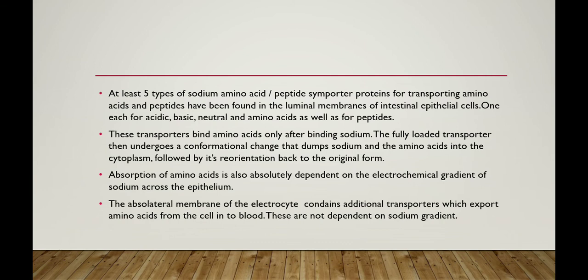At least 5 types of sodium amino acid or peptide transport proteins for transporting amino acids and peptides have been found in the luminal membrane of intestinal epithelial cells, one each for acidic, basic, neutral and amino acids as well as for peptides. These transporters bind amino acids only after binding sodium. The fully loaded transporter then undergoes a conformational change that dumps sodium and the amino acid into the cytoplasm, followed by its reorientation back to the original form.